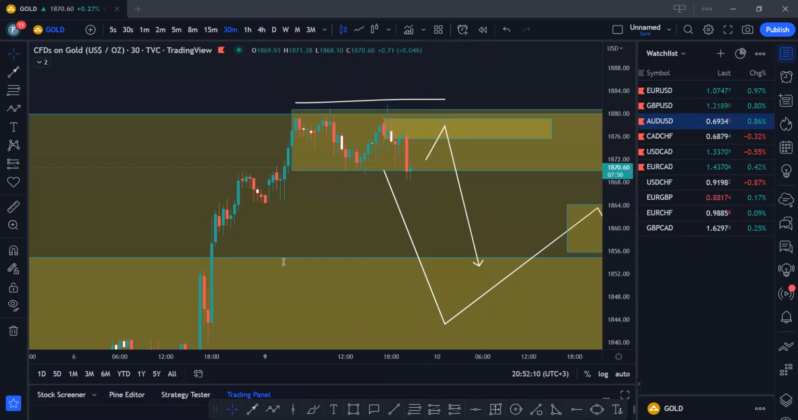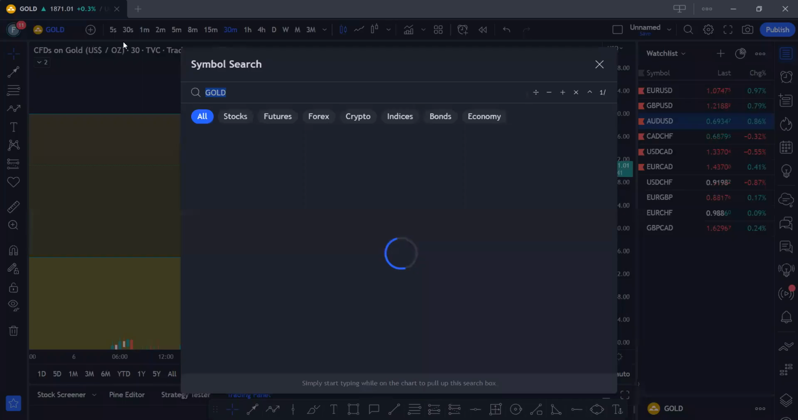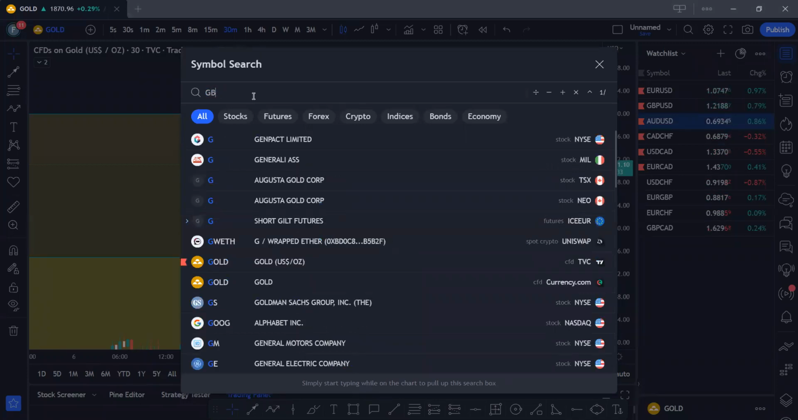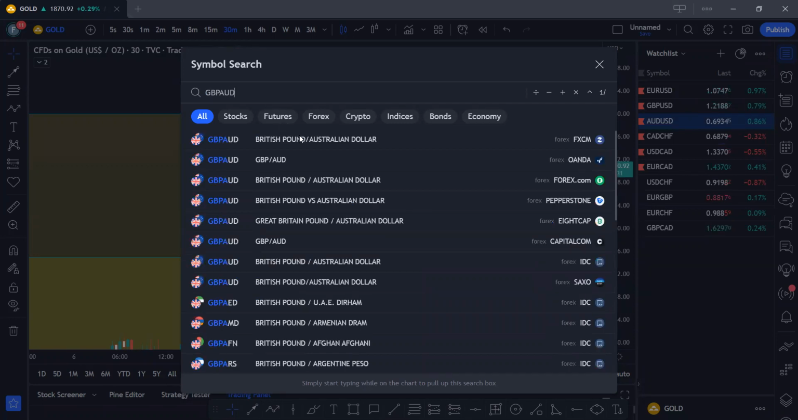Okay. So which other pair are we looking at? GBP AED. All right, GBP AED.